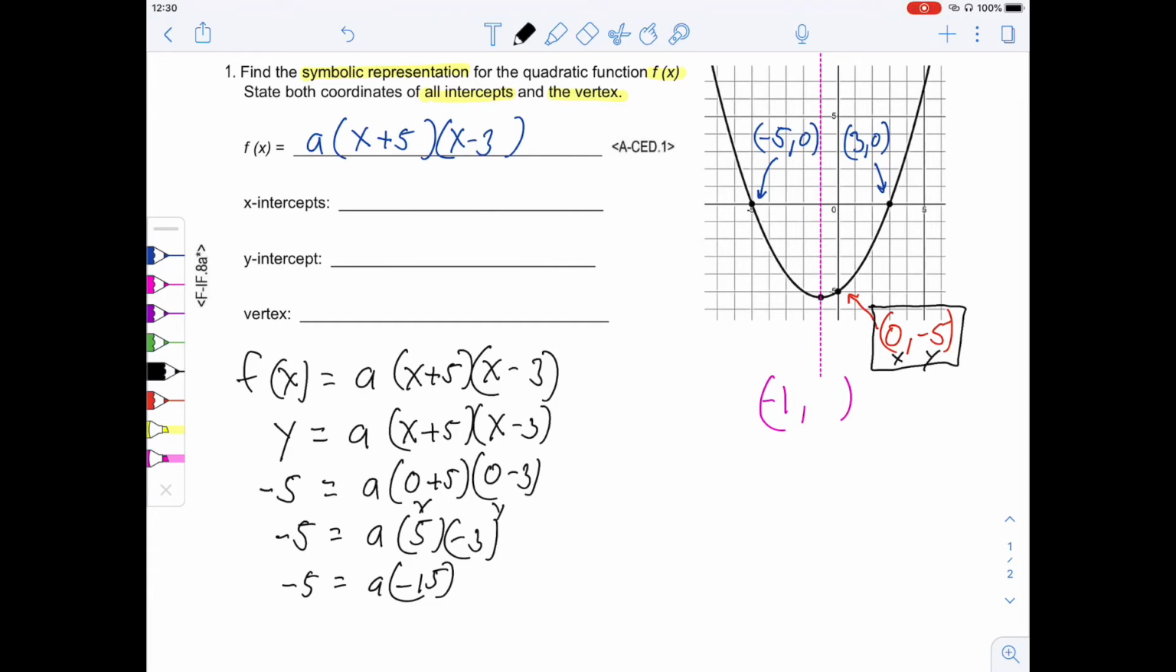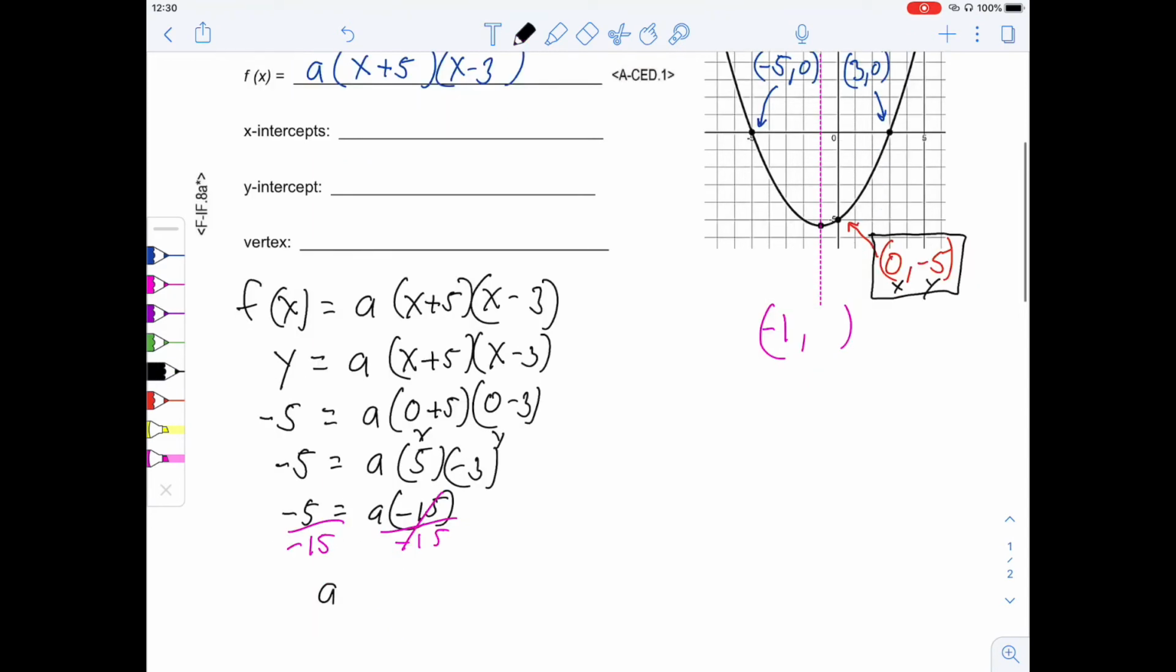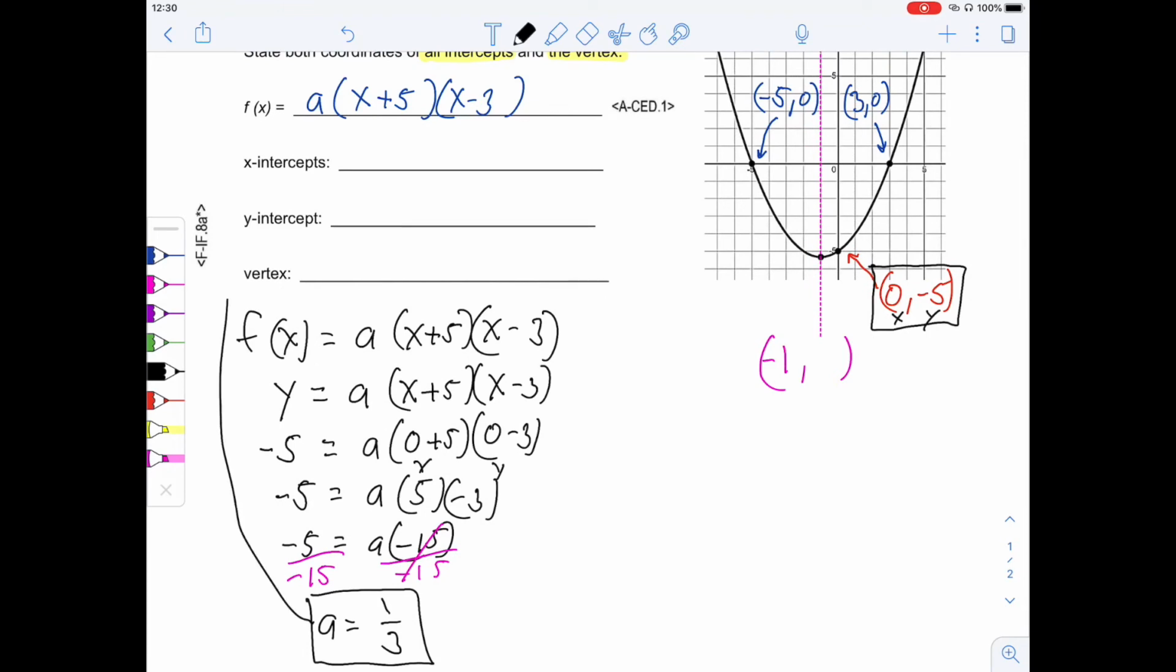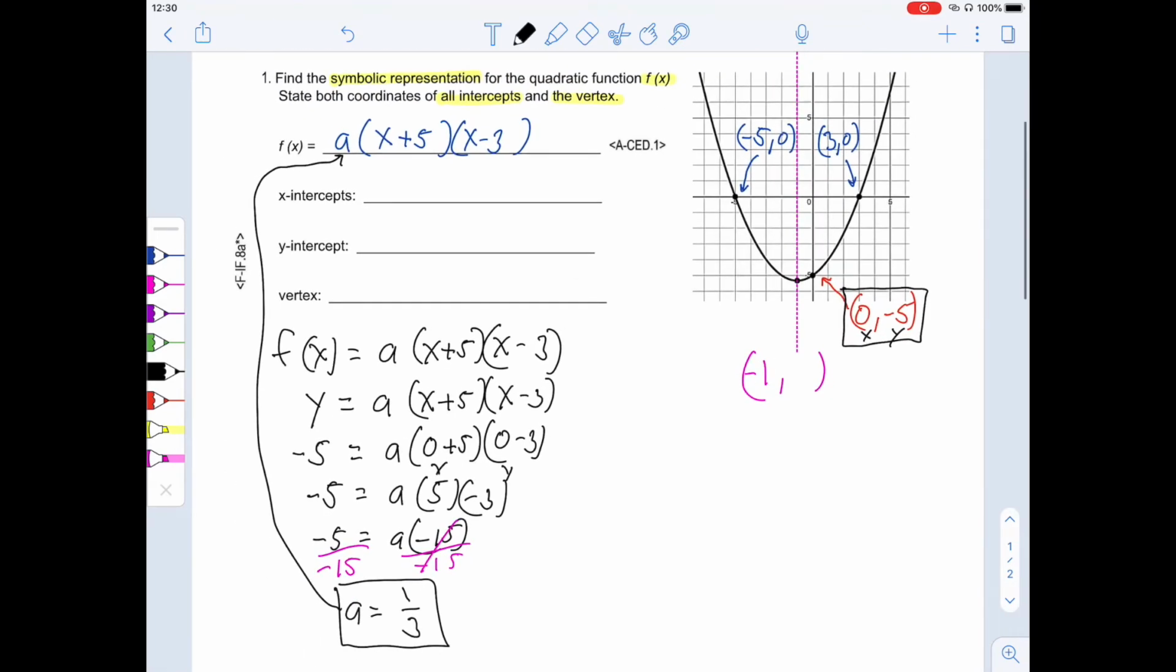And then we want to solve, right? So you divide by -15 on both sides. So we can solve for a. So our a value is 5 over 15, 1/3. So our a value is 1/3. And we're going to stick that in for a so that we can have a full equation. So this part's going to be 1/3, parentheses x plus 5, x minus 3, and that's our equation.